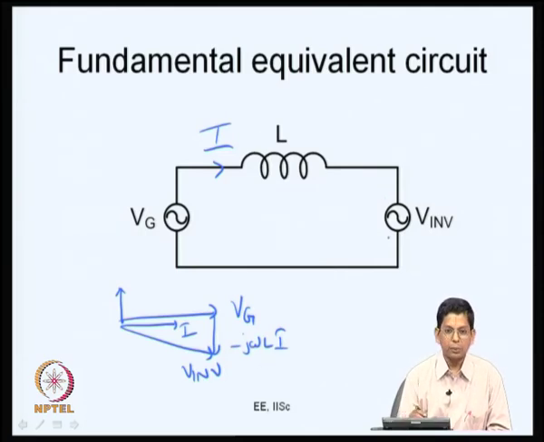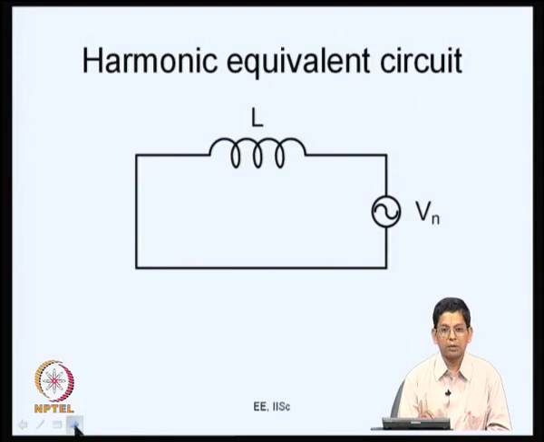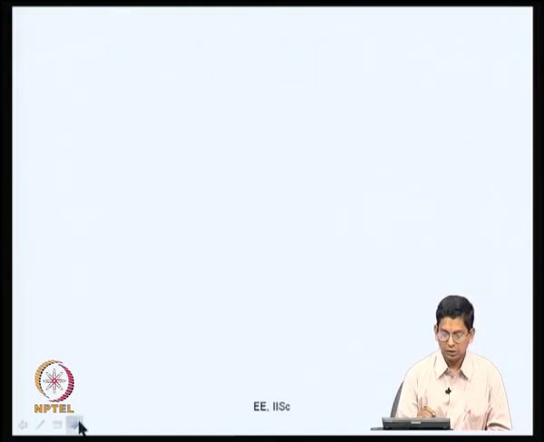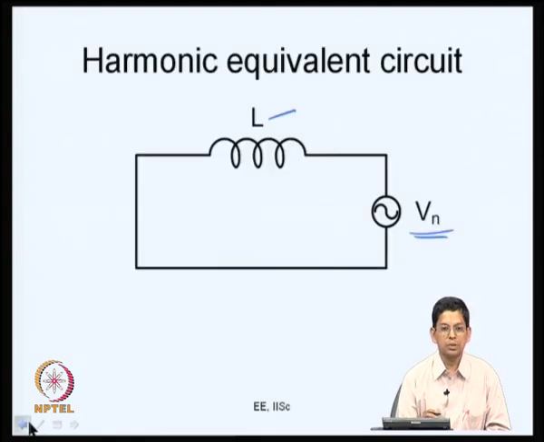So, this is the fundamental equivalent circuit, and this is the harmonic equivalent circuit, which also we saw. Here the fundamental components of the grid and the inverter do not have any effect, and you can calculate your nth harmonic current simply using your nth harmonic voltage and the inductance here. So, these are the models which will help us calculate the harmonic currents in various applications, and based on those harmonic currents we may be able to calculate the copper losses, and many other things.